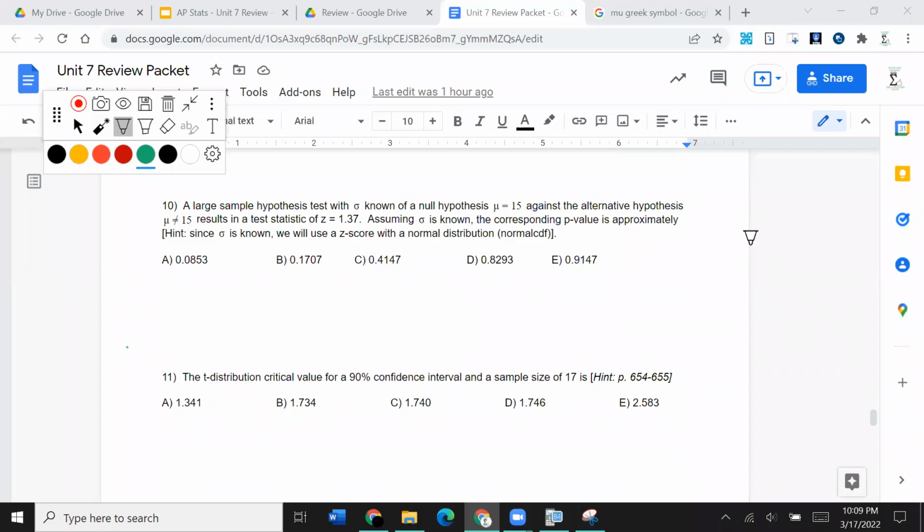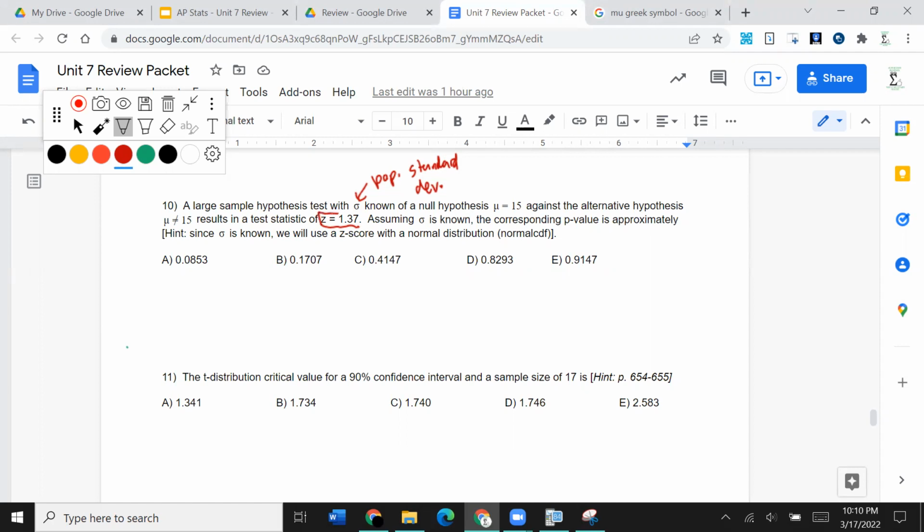All right, this is question 10. A large sample hypothesis test with the known population standard deviation. For a null hypothesis, mu is 15 against the alternative hypothesis, mu is not equal to 15, results in a test statistic of z equals 1.37. We actually are using z in this case because we know the population standard deviation. So it's rare, but it does happen every once in a while. But it gives you z. So we're assuming that's known. The corresponding p-value is approximately what?